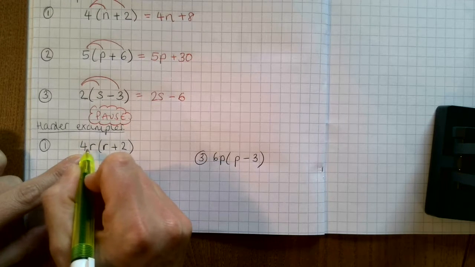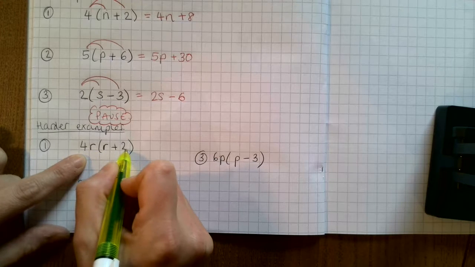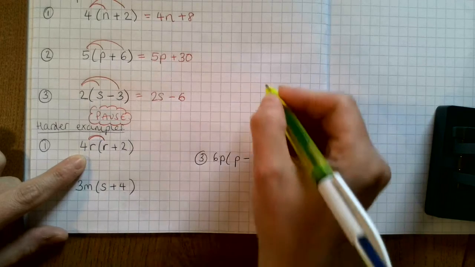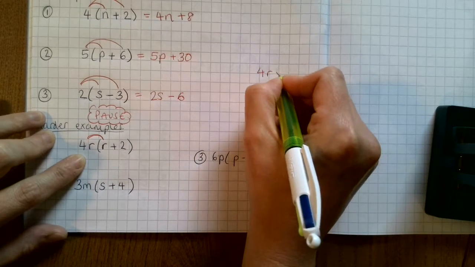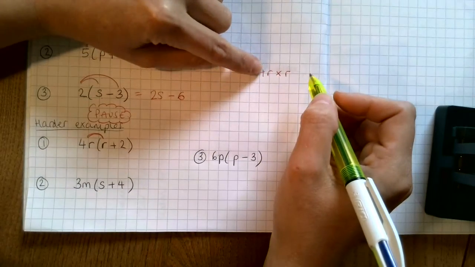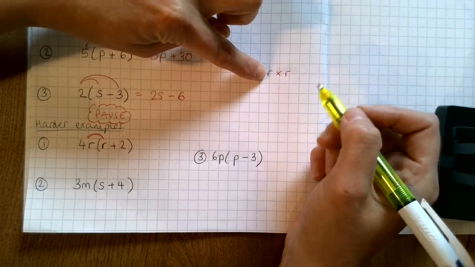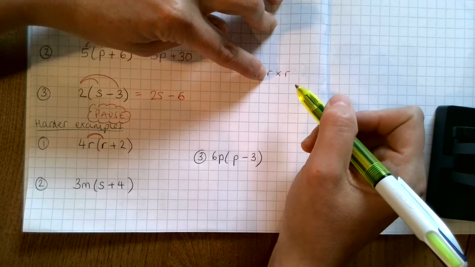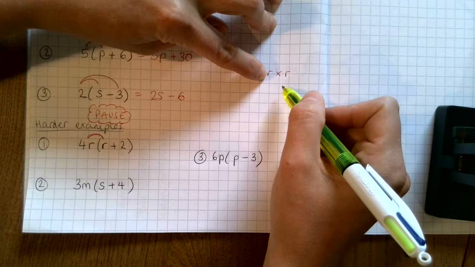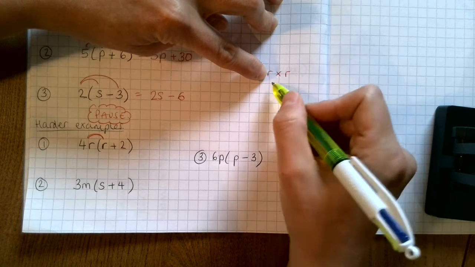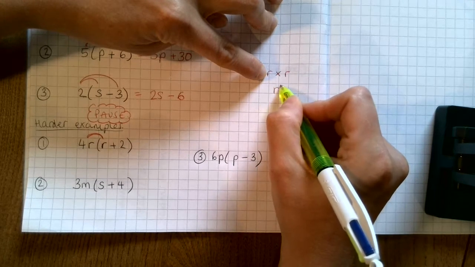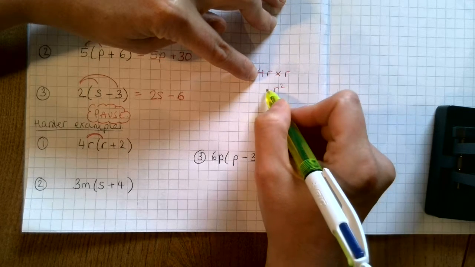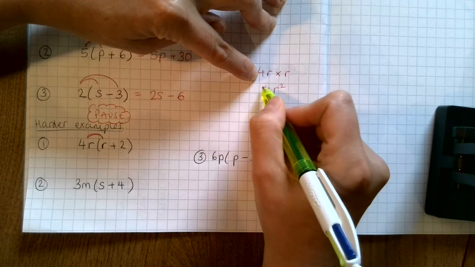So this 4r is multiplying this r and this 2. So 4r times r, I'm just going to come up here. If we just think about r times r, something times itself, we talked about this the other day, we talked about some square numbers. Squaring is when you times something by itself. So r times r would be r squared. But because we have this 4 as well, we have 4r squared.